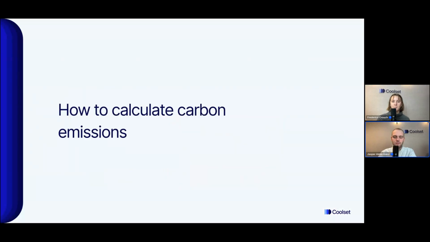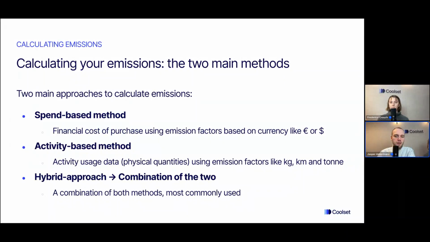Moving on. I'm going to pass over to Jasper now, who will tell you how exactly you can begin with calculating carbon emissions. Perfect. Thanks, Freddie. Yeah, so hopefully now that we have a good understanding of how carbon emissions work, we can get a bit more practical and break it down for you so that you also understand by the end of this session how to do a carbon assessment by yourself and what the details are that you need to consider going forward. So when you calculate your emissions, there are two main methods to always consider.